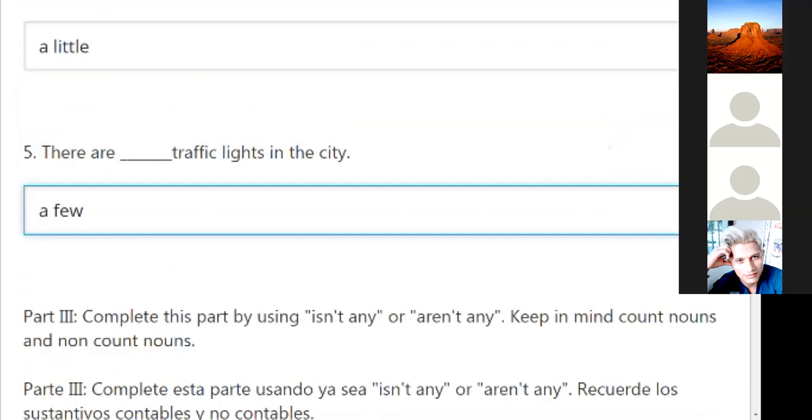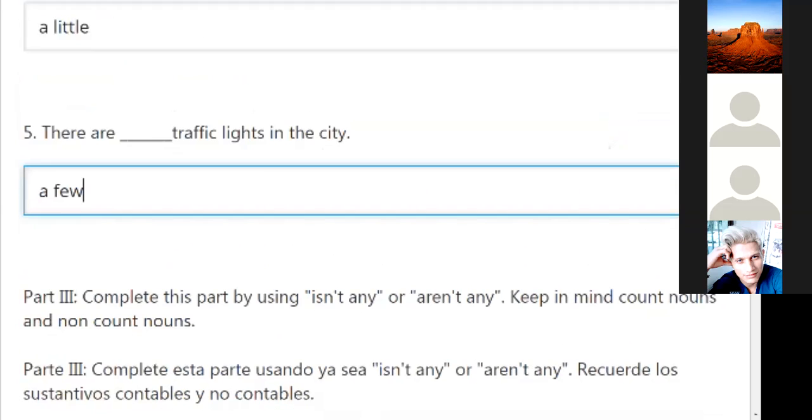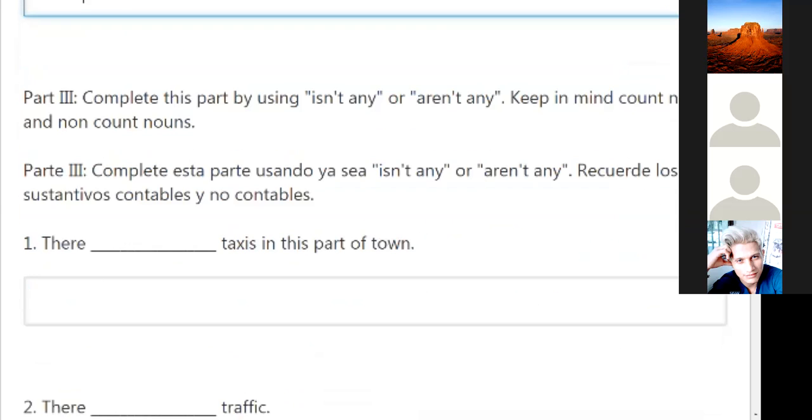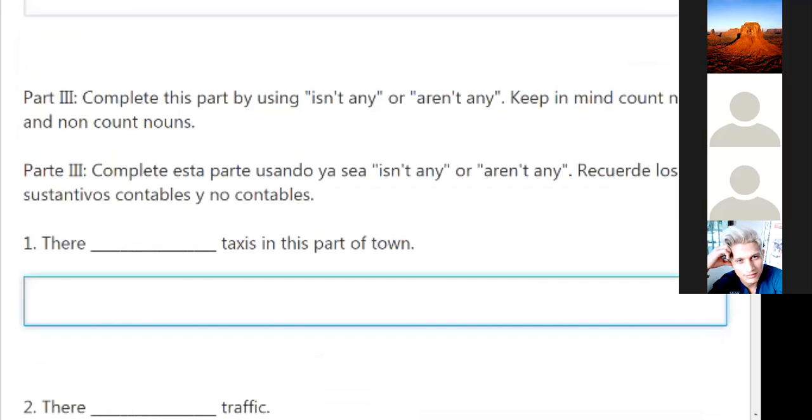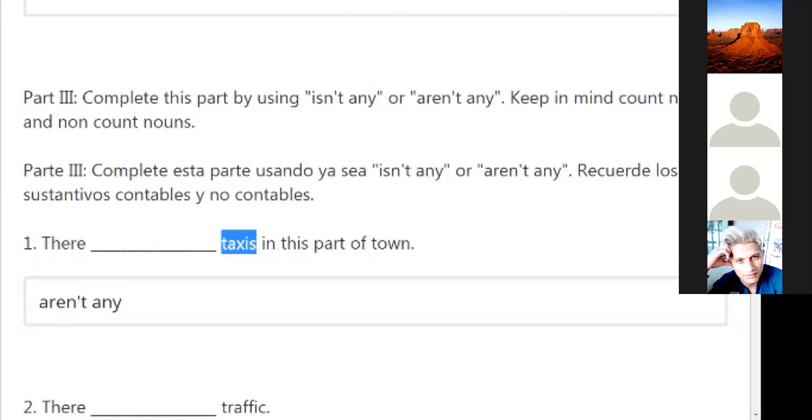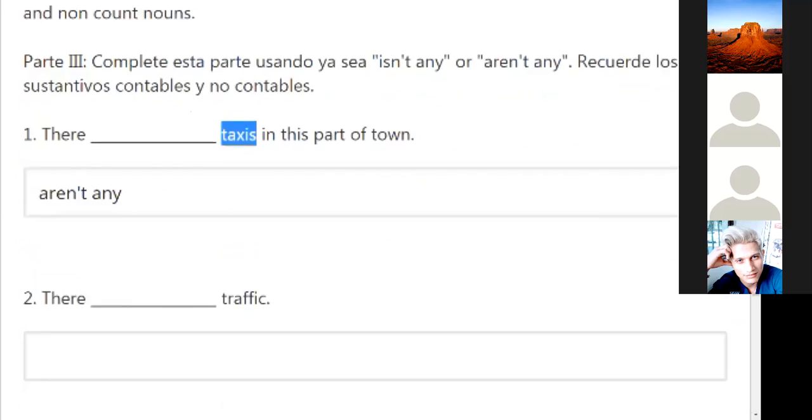Okay. Part number three, using isn't any or aren't any. Keep in mind, count nouns and non-count nouns, okay? So, isn't any or aren't any. Let's see, Iris Palacios. There aren't any taxis in this part of town. Very good. Why aren't and not isn't? Because taxis is in plural. It's in plural, right? So, good job.